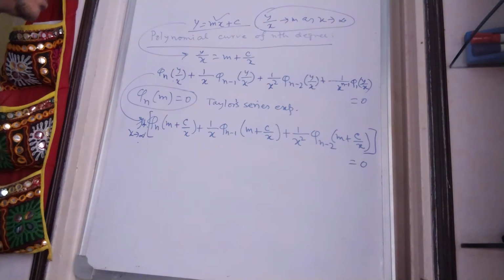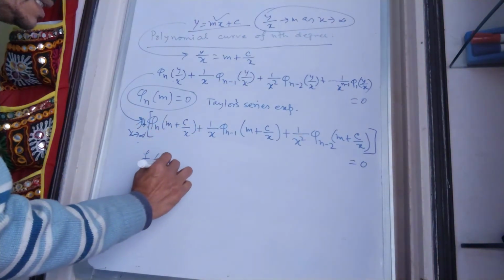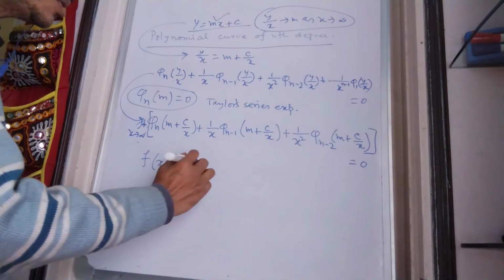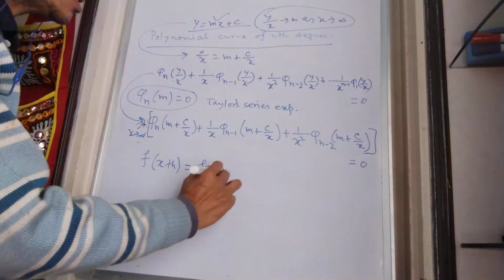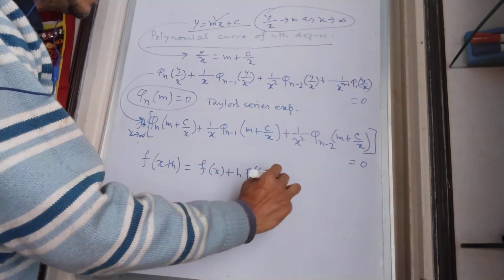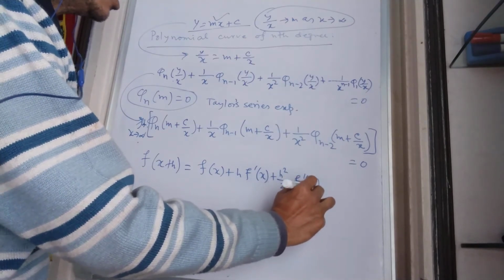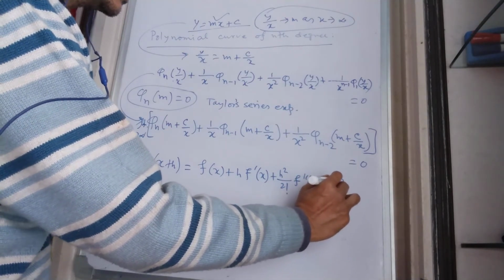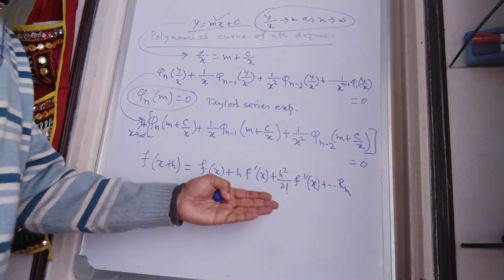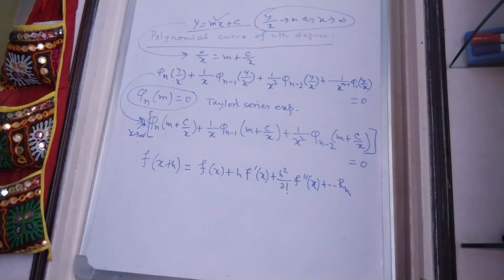Now what about the Taylor series expansion of this term? Let us remember that Taylor series expansion of f of x plus h, where h is very small, is written as f x plus h f prime x plus h square by factorial 2 f double prime x dot dot dot. There is the correction term Rn, which involves the nth derivative of f at the point x plus theta h. I am not going into that detail.